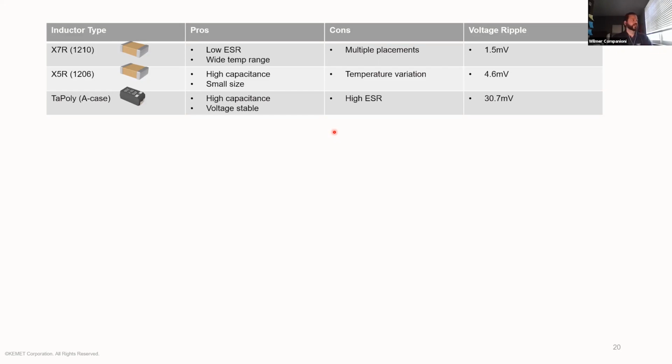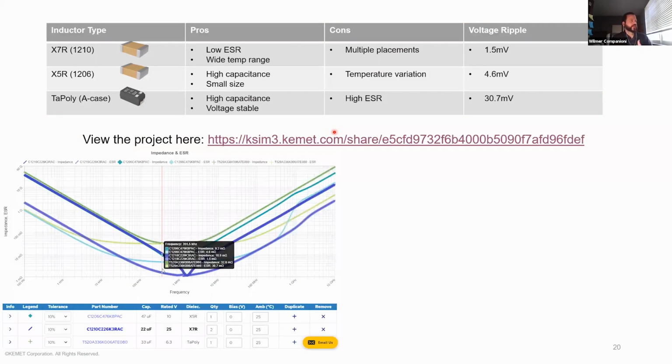millivolt output voltage. And then finally, the case of our tantalum polymer capacitors. So those have very high volumetric efficiency. They are voltage stable and can cram a lot of capacitance into a small space, but they have relatively higher ESR, and we end up with an output voltage ripple of 30.7 millivolts. And using a tool like KSIM, which is available at ksim3.kemet.com, or following this project link here specifically, you can estimate the amount of ESR among these three different options.